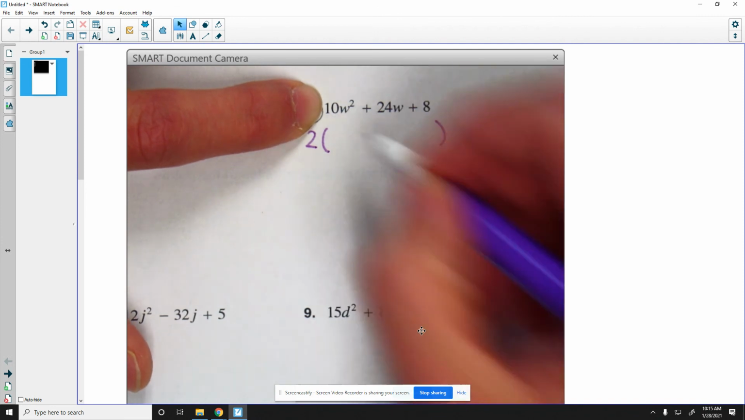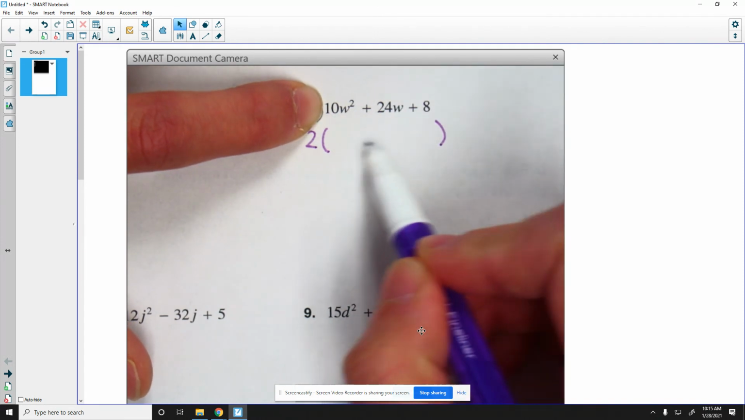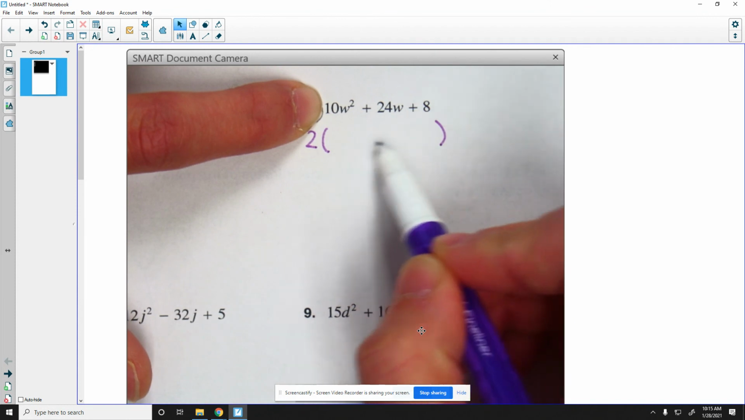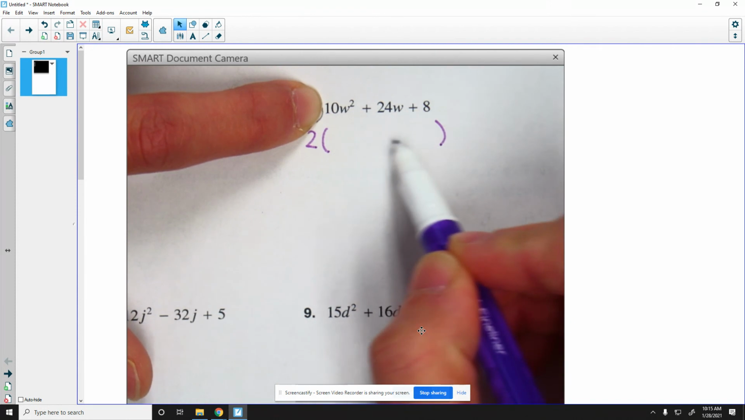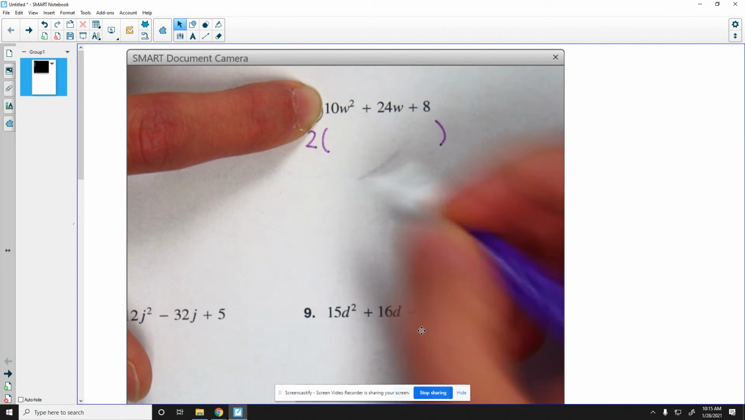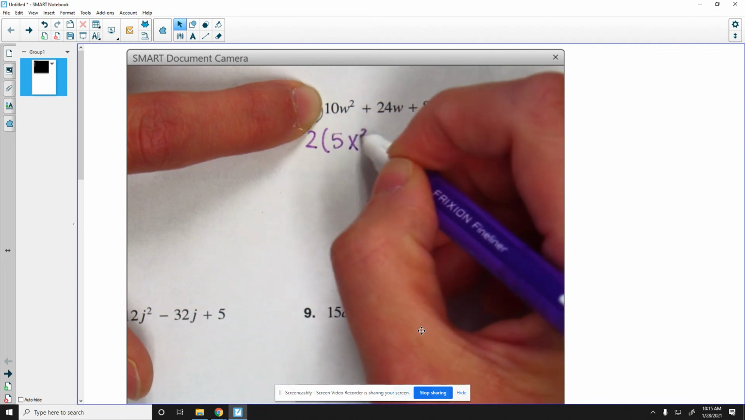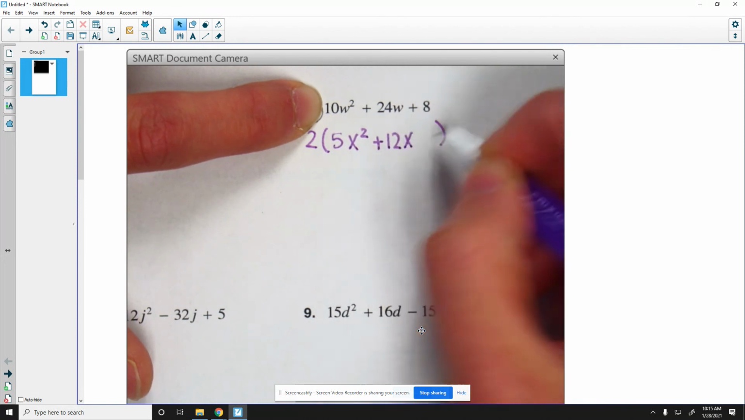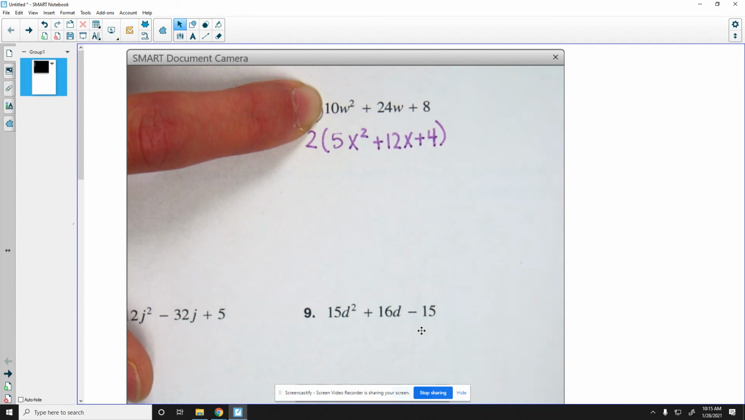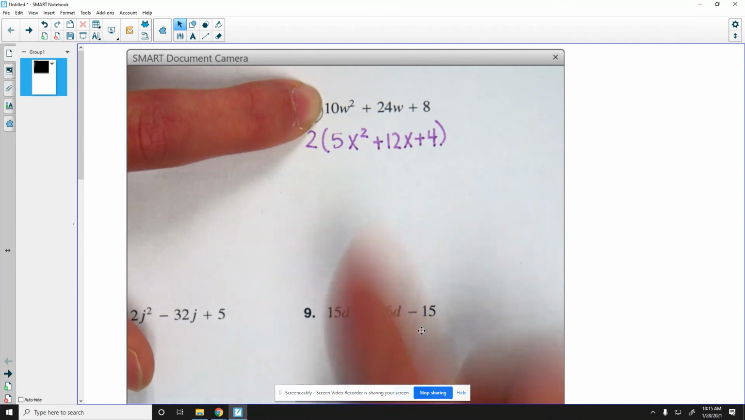Okay. I have somebody online. Tell us everything. 5W squared plus 12W plus 4. I'm just going to write X's. Who cares what your letters are? If you want to write W, X, whatever, that's fine. The letter honestly does not matter. It's just sometimes my Q's look like 9s, my 6s look like B's, and I just always write X.